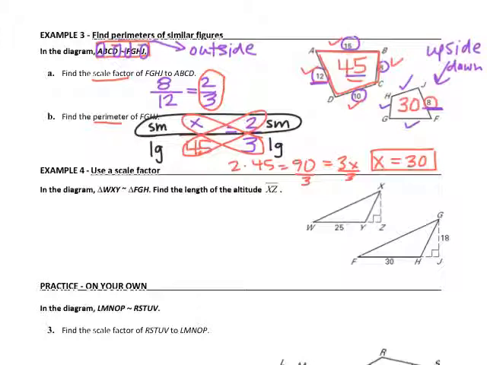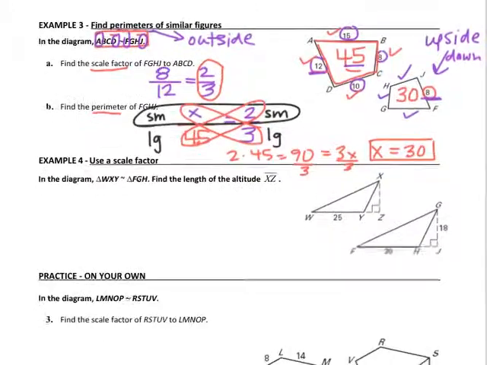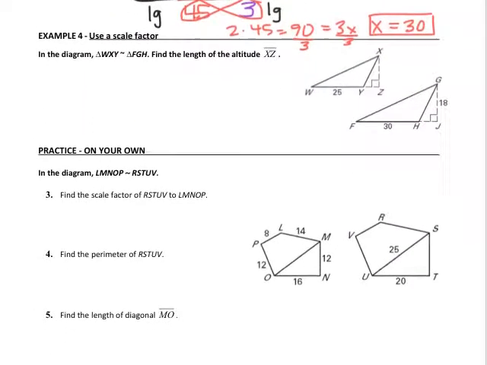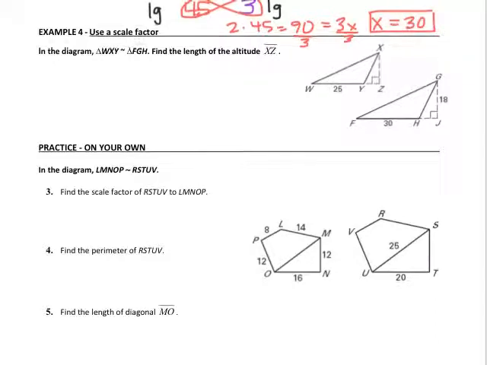So as you can see, scale factor is a very important idea when we're dealing with similar polygons. It just basically tells us how much smaller or larger one polygon is versus the other. So let's take a look at this last example, and then you're going to have some on your own problems to solve. Using a scale factor, we need to find the length of the altitude, XZ. So we need to find this altitude.